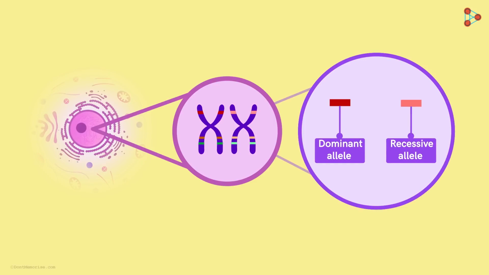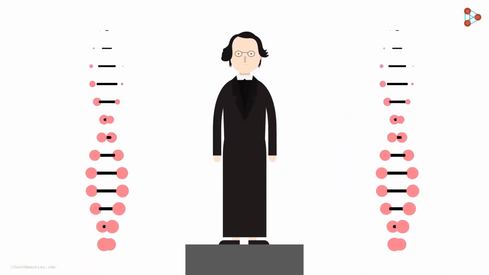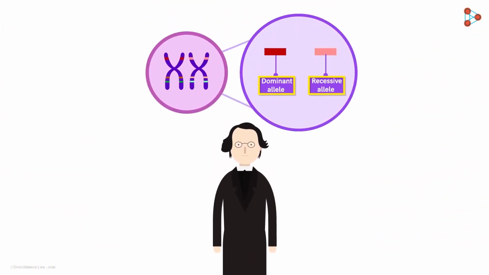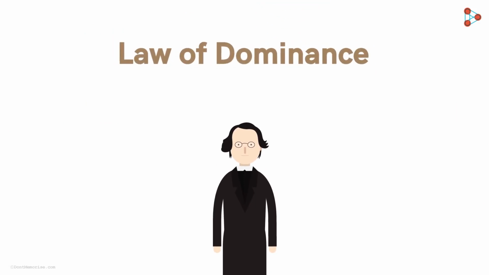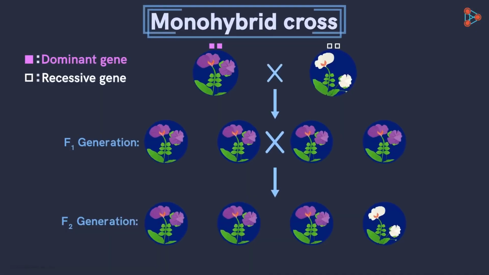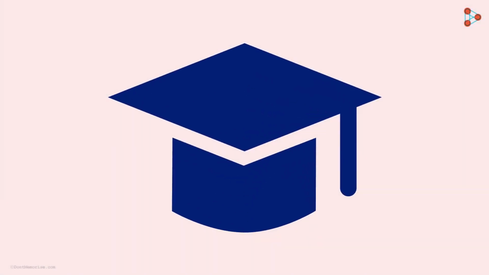We are familiar with the concept of dominant genes and recessive genes. But this wasn't known back then, not even to Gregor Mendel. That is the reason why he put forth the concept of dominant and recessive alleles with the help of this law. This law is called the law of dominance. After the monohybrid cross, Mendel concluded that a few genes are dominant while the others are recessive. Let's have a look at what the law has to say.